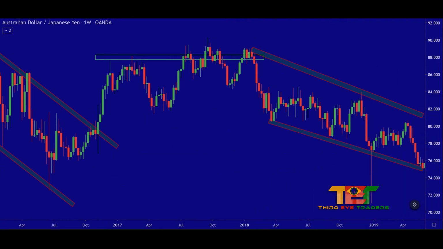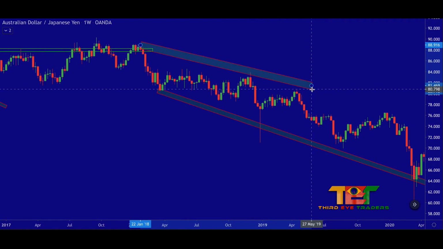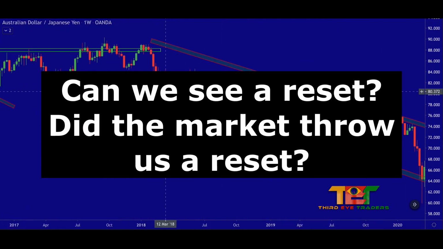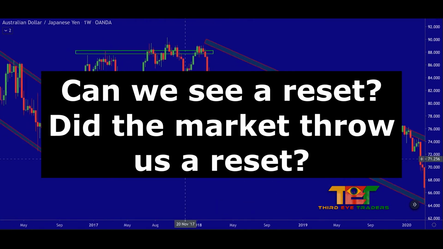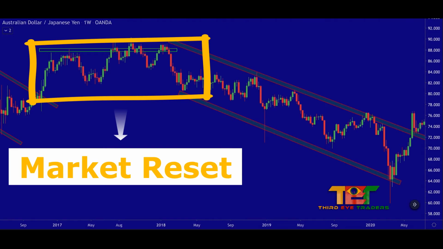Now, this is one of the trades that we were able to take profit on major. But we're going to remark it up just to show you what that looks like. The second question we ask ourselves is, can we see a reset? Did the market throw us a reset? This is important because this is what's going to help us be able to see the reset coming so we can catch the next move.